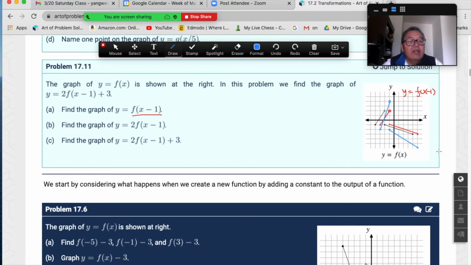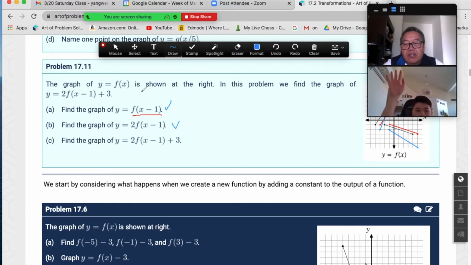Okay. This blue color gives you the graph of y equals 2 times f(x minus 1). You say this is called a stretch in the vertical direction. Now we already have the graph of this. Now how can we get the graph of the final function, this one?